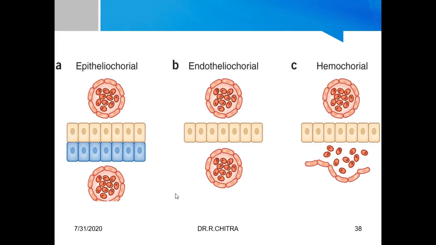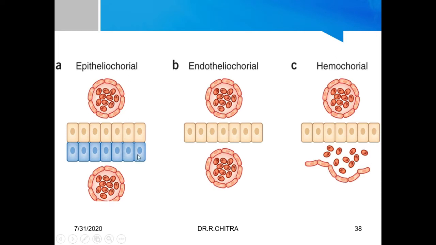So this is the epitheliochorial. So what tissues separate the fetal blood and maternal blood? That is how the term epitheliochorial is derived. So this is the maternal side and this is the fetal side. So the epithelium of the uterine endometrium remains intact. So that is why it is called epitheliochorial. This is present in the pigs.